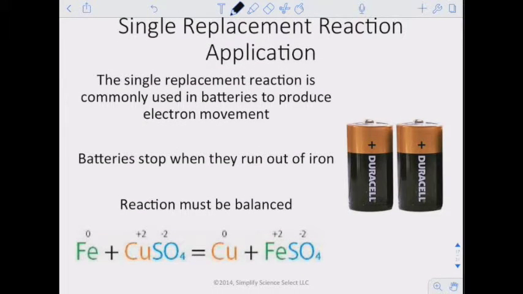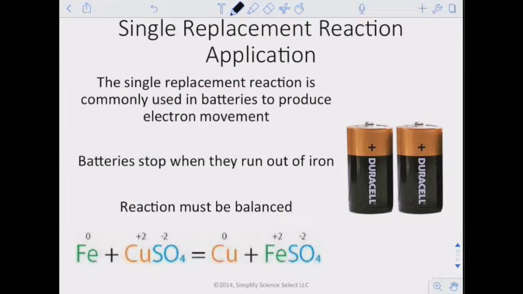Some applications of a single replacement reaction. Single replacement reactions are commonly used in batteries to produce electron movement. And so we see that electricity is electrons, and it can basically flow in the battery, and basically all a battery is is a single replacement reaction. And we see that batteries stop when they run out of iron.